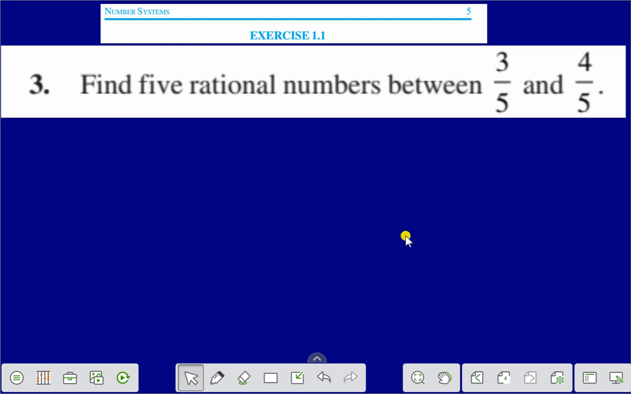Hello everyone. Today I'll discuss exercise 1.1 question number 3. Find 5 rational numbers between 3 by 5 and 4 by 5. Let us find.